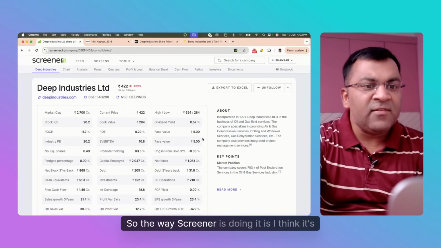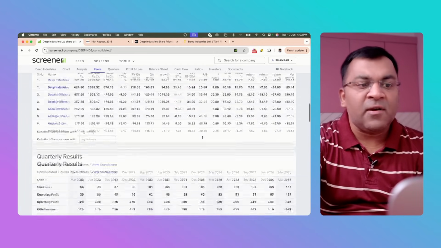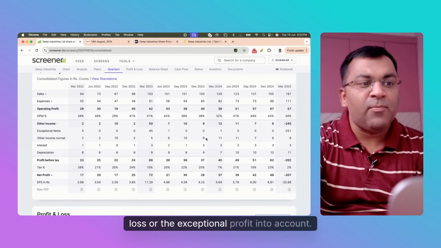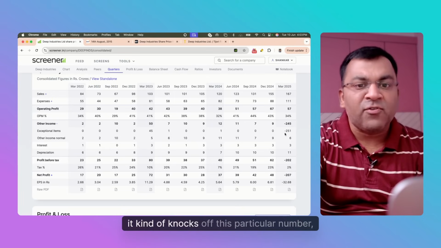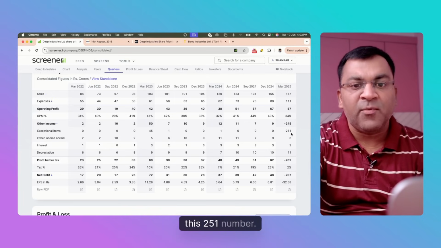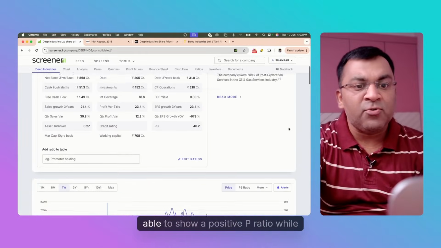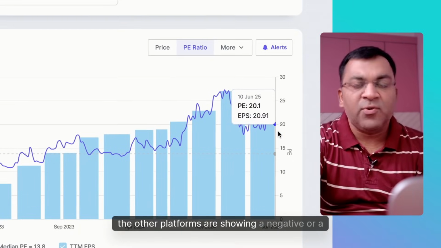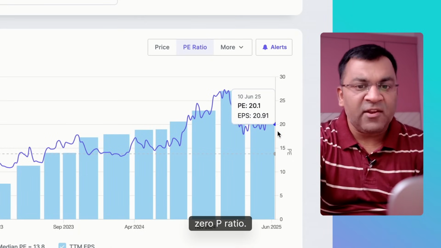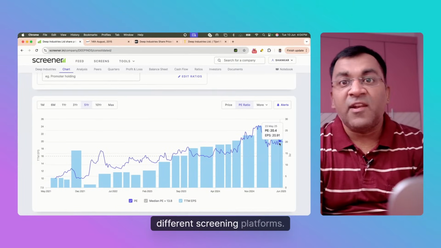So the way Screener is doing it is, I think it's not taking the exceptional loss or the exceptional profit into account. So when it does the P/E ratio calculation, it kind of knocks off this particular number, this 251 number. So they knock off this number, and that's how they are able to show a positive P/E ratio, while the other platforms are showing a negative or a zero P/E ratio, right? So just understand these variations between different screening platforms.